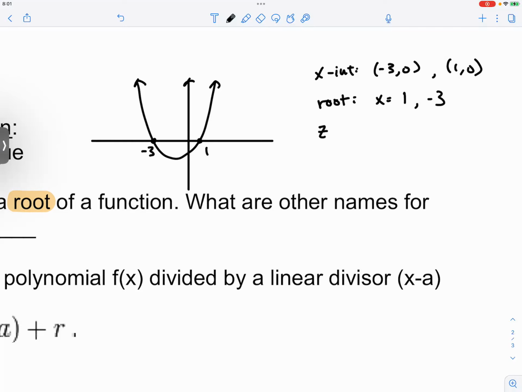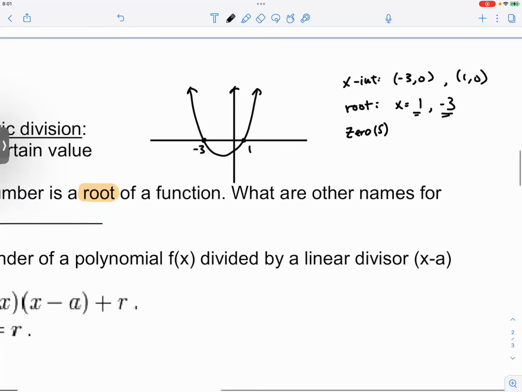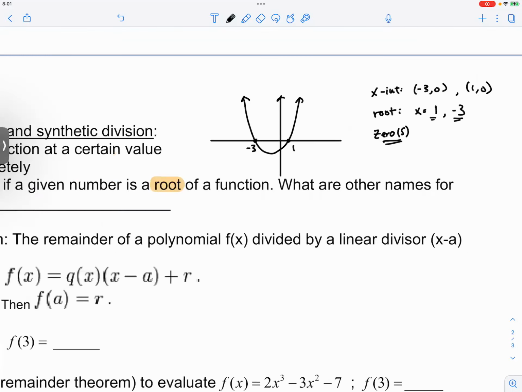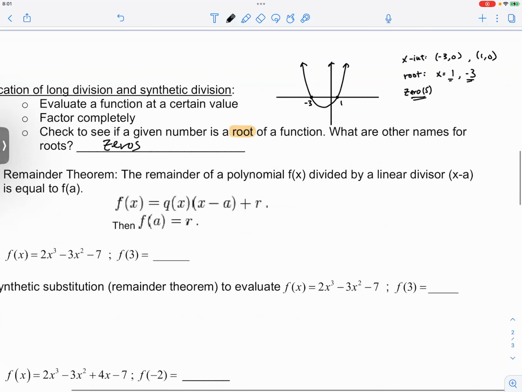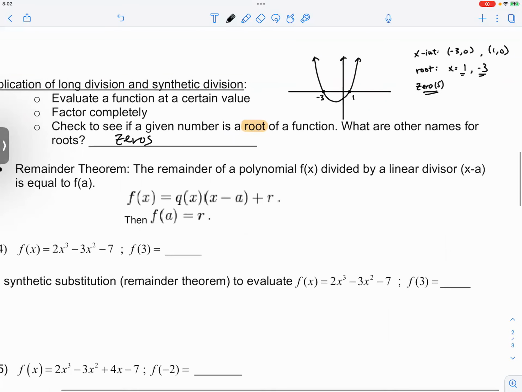Now, there is actually another word, saying the same thing. So we would say, how many zeros are there? And we say, there are 2 zeros. The zeros are 1 and -3. And I think this is also the terminology that we see on a graphing calculator. Can you find the zeros? So the other name for roots is zeros. So you will see these terms every now and then.